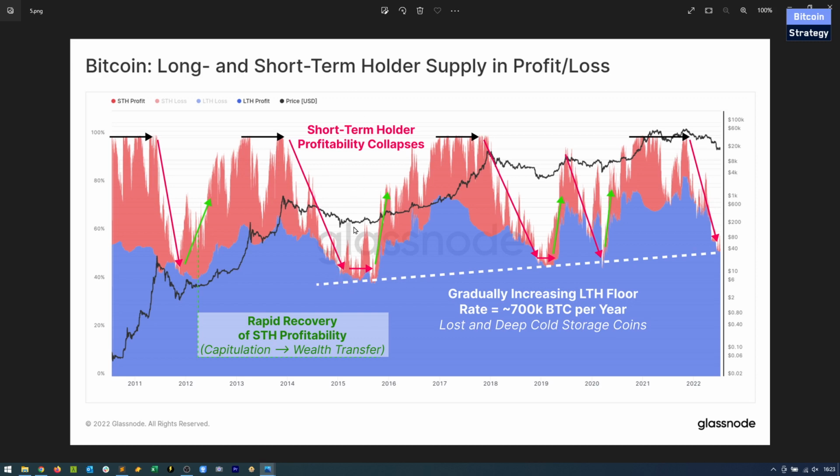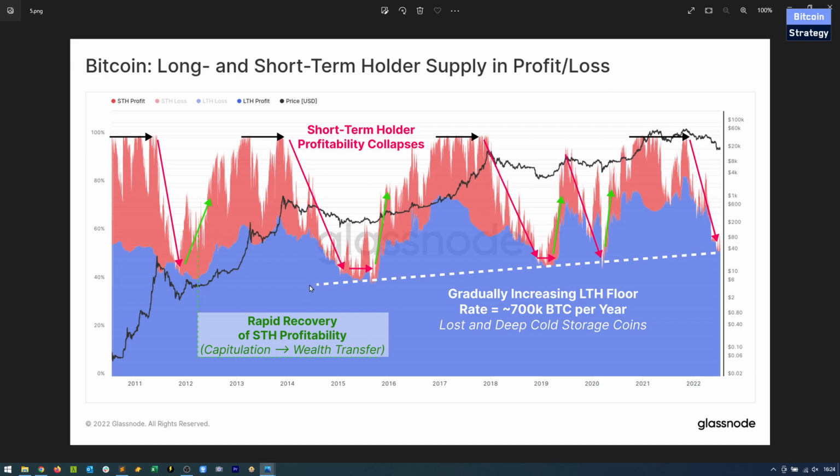Overall, right, at the bottom of the bear market after Mt. Gox, only a bit over 40% of Bitcoin investors had been in profit, pretty much all of them being long-term holders. So you can see how the short-term holders expand during a bull market and they contract during a bear market. And when there are no short-term holders in profit anymore, that's where we tend to see market bottoms.